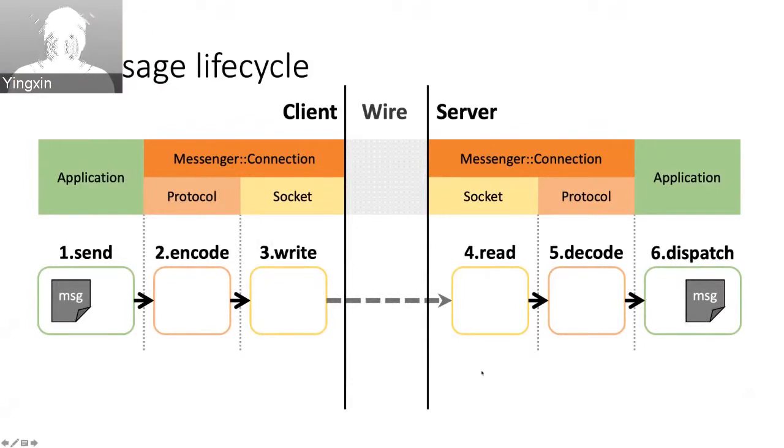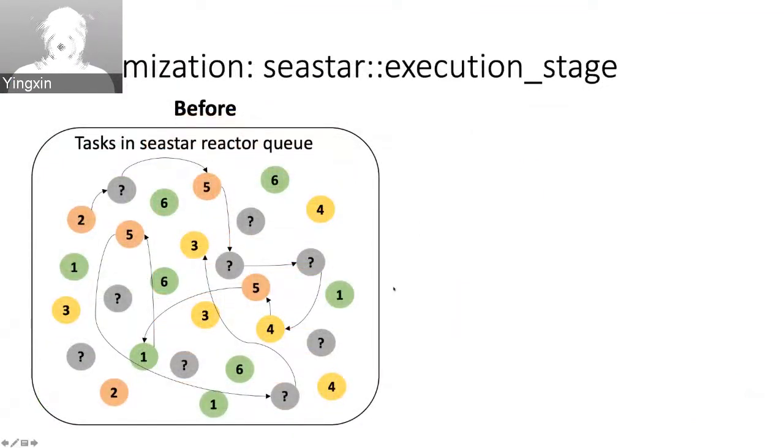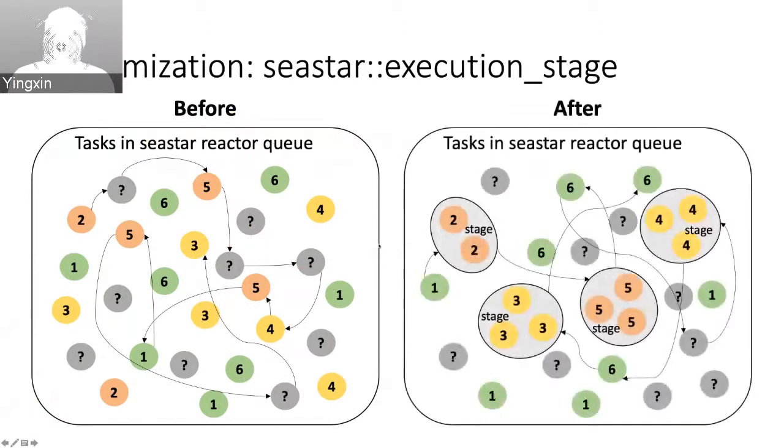So it's very simple. In reality, if we have many messages, we will have multiple tasks scheduled in the messenger or in the reactors. If we don't use execution stage, if we just submit the SeaStor tasks into reactors, they will just run one after one in the reactor queue. After we implement some stage, we can submit the related tasks into the same stage. When the reactor is running, it will run the stage, and the stage will run the in-queued tasks together. That's why we will have less instruction misses, and that's the benefit of the stage.